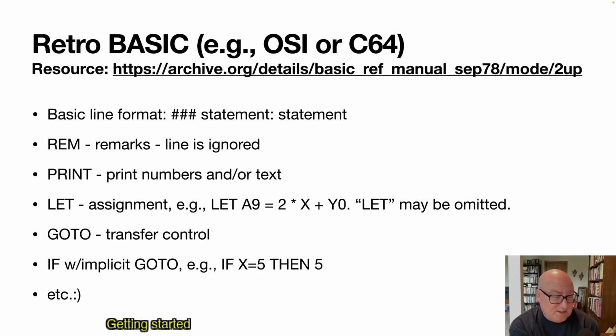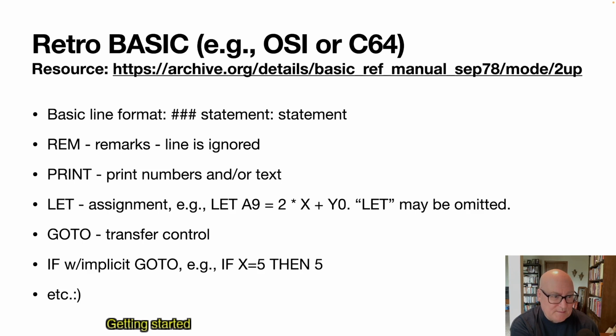You've got the famous GOTO statement to transfer control. And there's also an IF statement that has an implicit GOTO. You can say IF X = 5 THEN 5. Well, that second 5 is the line number. So that's sort of the same as GOTO 5. And those statements are enough to write small programs.